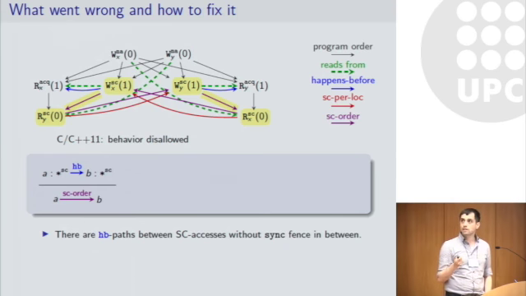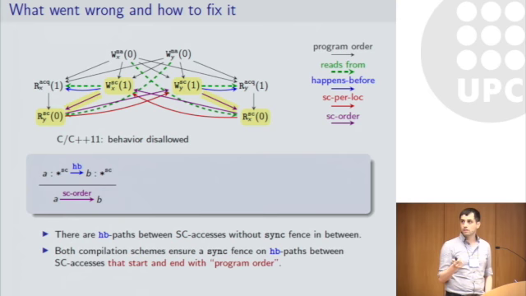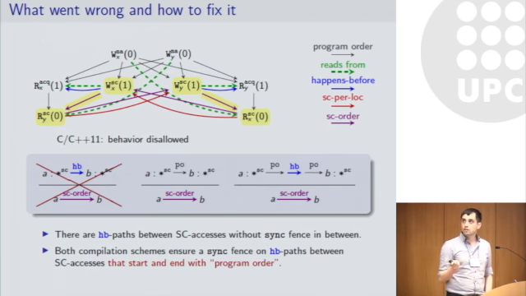Where can we still assume that we will have a sync, on what kind of paths? And the observation is very simple. If the path both starts and ends with program order, then when compiling the program, we will have a sync fence. Accordingly, we suggest to replace this rule here by these two. So if you have a program order between two SC accesses, yes, you have to put this one before this one, because there will be a sync fence in the compilation between them.